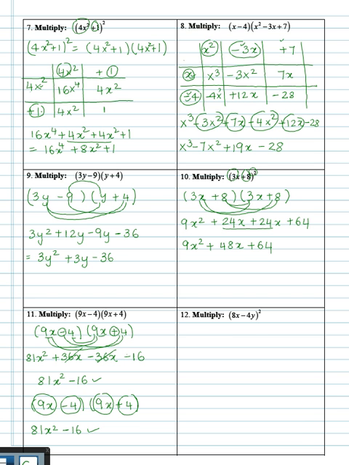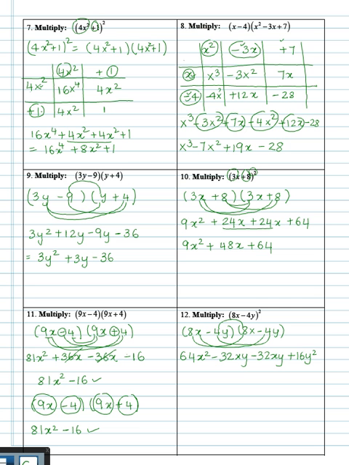Moving on to problem 12, I have 8x minus 4y squared, which is 8x minus 4y times 8x minus 4y. Foiling it out, 64x squared is my first term. 8x times negative 4y, negative 32xy. Negative 4y times 8x is negative 32xy. Negative 4y times negative 4y is positive 16y squared.